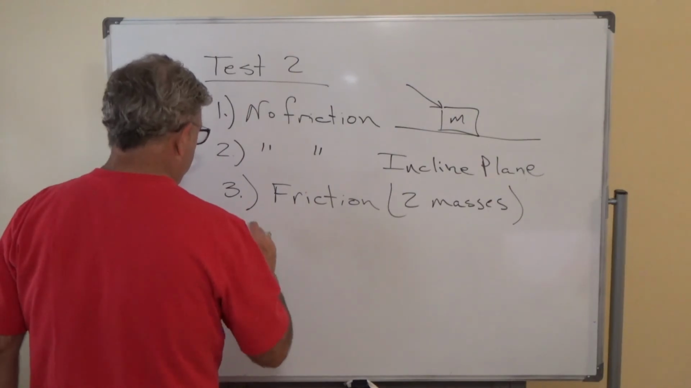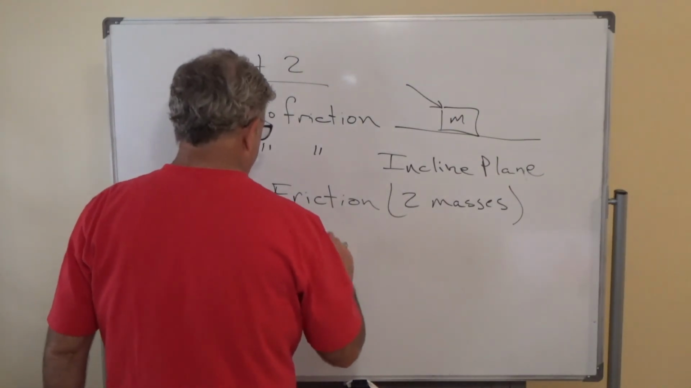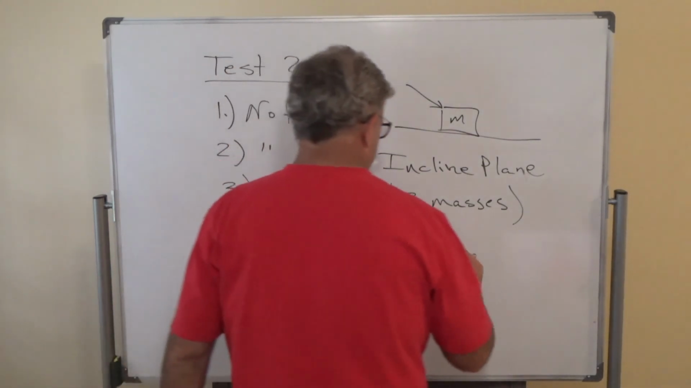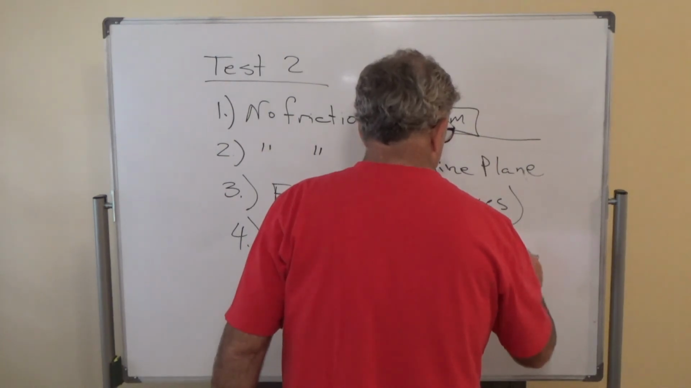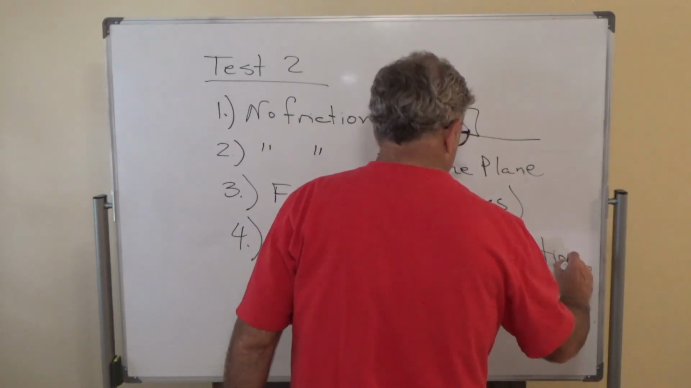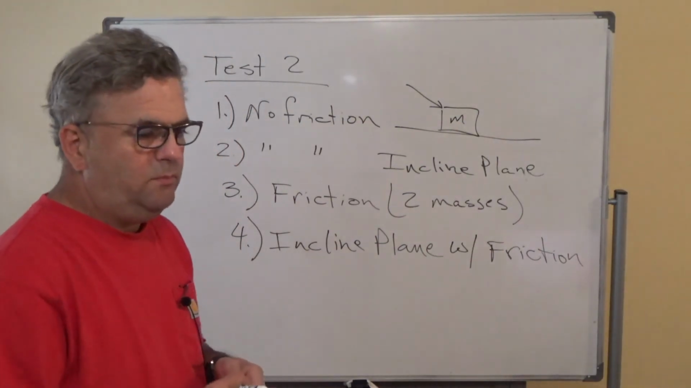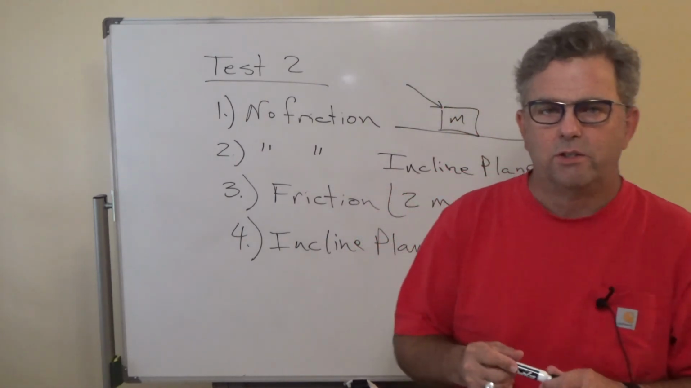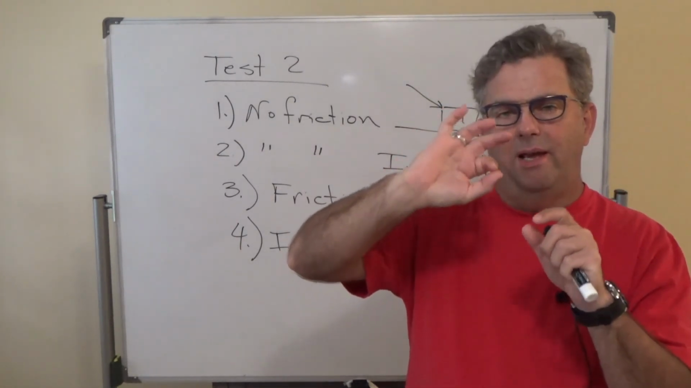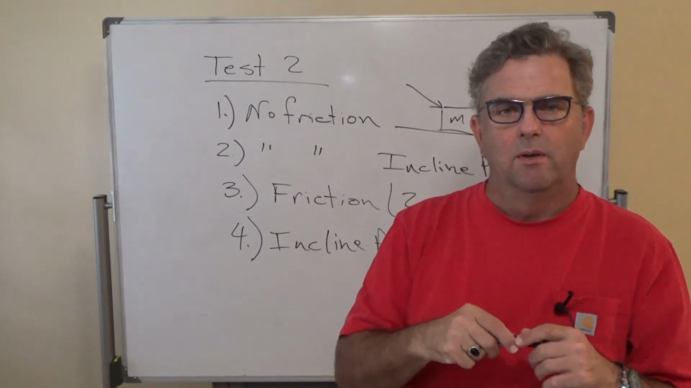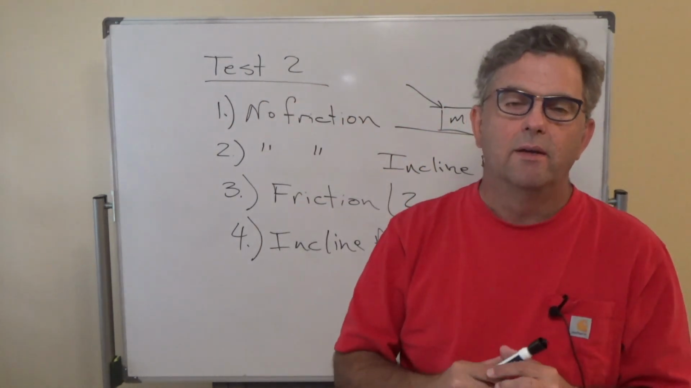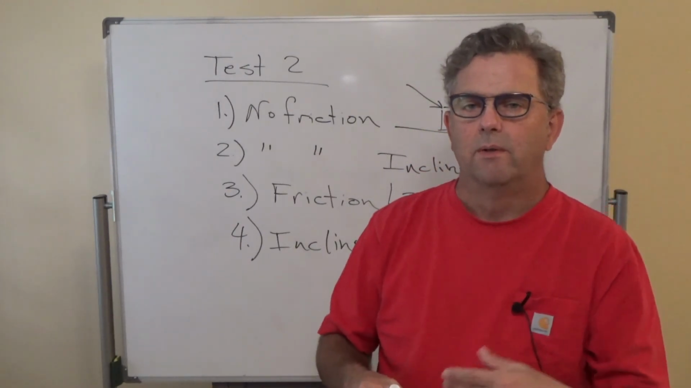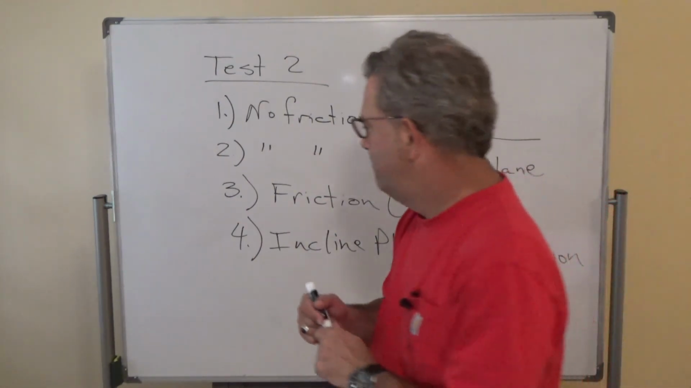Number 4, we'll do an inclined plane with friction. Okay. Two masses, more than likely. So an object on an inclined plane connected to a string, one of those magic strings with a magic pulley, and calculate the acceleration. Maybe it's going uphill, maybe it's going downhill, something like that.